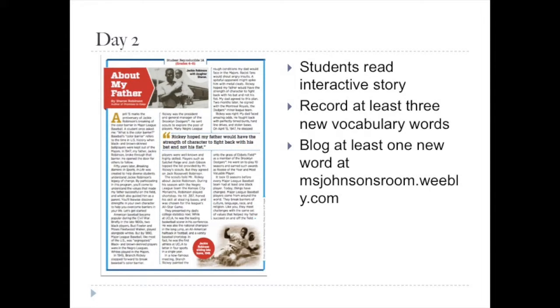On day 2, students will be asked to read an interactive story. The interactivity of the story includes, as students hover over vocabulary words, the definitions will pop up. The students will be asked to choose at least 3 of these new vocabulary words to record in their journals and blog about at least one of them at missjohnsonsroom.weebly.com.